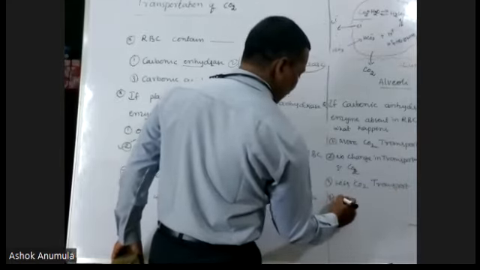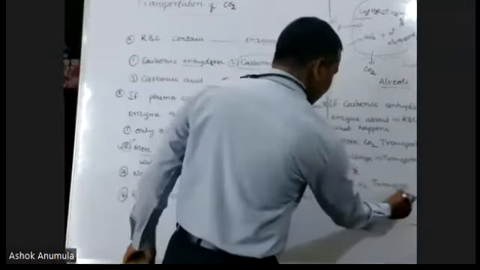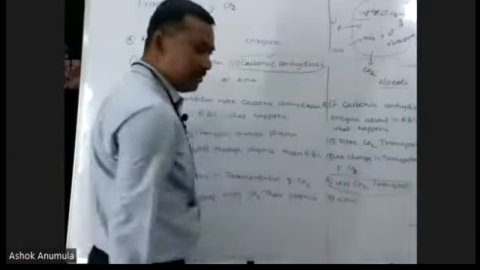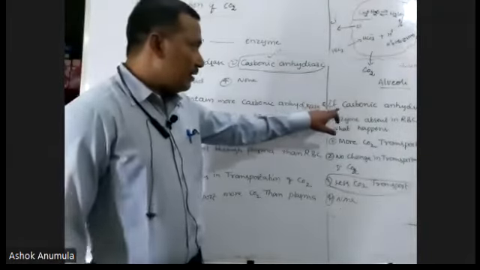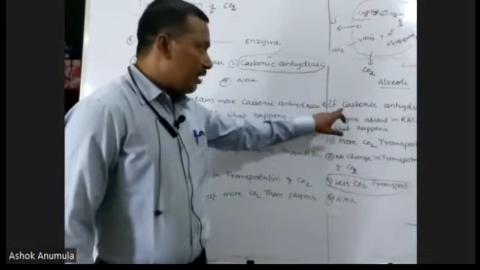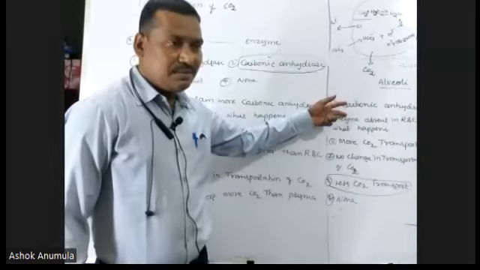Fourth option, none. What is your option? Third option, sir: less CO2 transport. Good, very good, excellent. Why? Because carbonic anhydrase is absent in RBC.